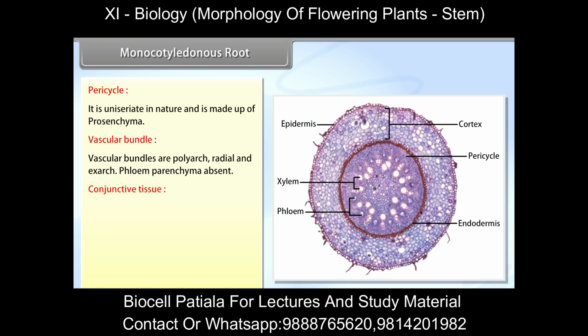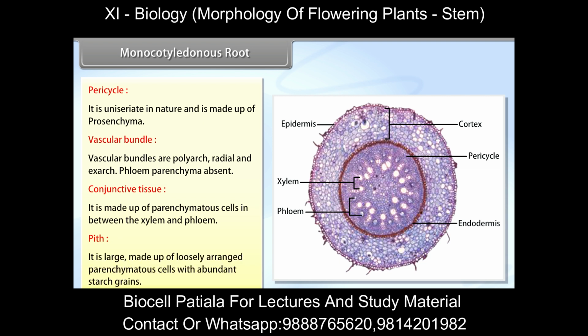Conjunctive tissue. It is made up of parenchymatous cells in between the xylem and phloem. Pith. It is large, made up of loosely arranged parenchymatous cells with abundant starch grains.